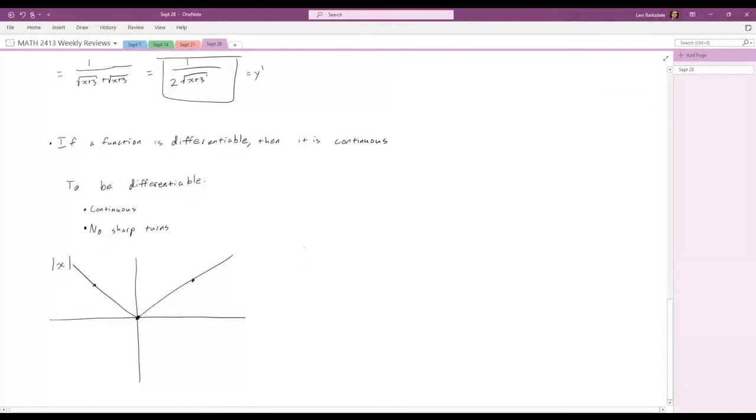Another way to think about it is the derivative at a point exists if the limit of the derivative from the left is equal to the limit of the derivative from the right. Because our derivative really is a limit. In order for it to exist, the limit from the left has to equal the limit from the right. So in this case, our slope from the left is -1, our slope from the right is +1. Since these are not the same, it's not differentiable there.